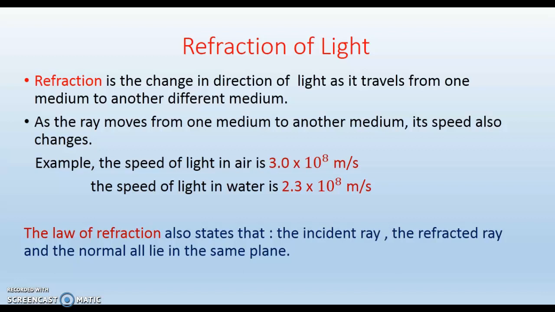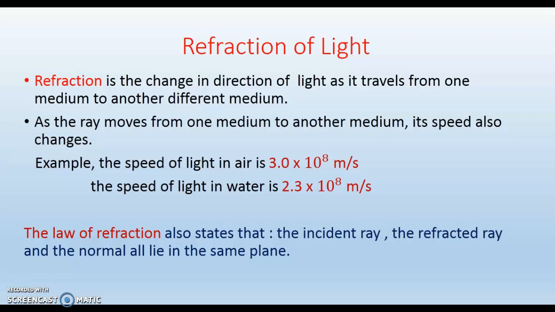As I said in my last presentation, I'm going to make another quick video on the refraction of light to conclude everything under light energy. So here we go. I'm going to finish this with the refraction of light.